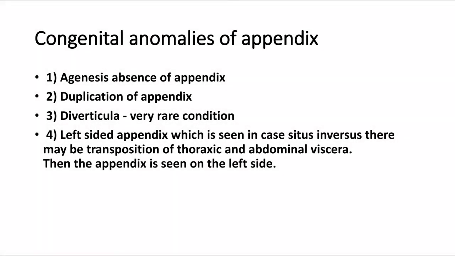Congenital anomalies of appendix. 1. Agenesis or absence of appendix. 2. Duplication of appendix. 3. Diverticula. It's a very rare condition. 4. Left-sided appendix, which is seen in case of situs inversus. There may be transposition of thoracic and abdominal viscera. Then the appendix is seen on the left side.